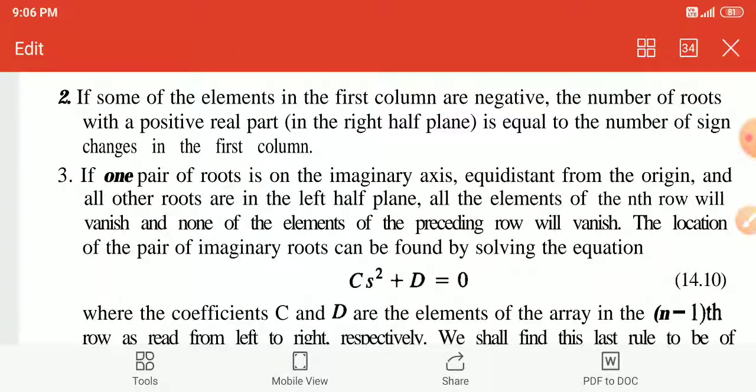Second one: if some of the elements in the first column are negative, the number of roots with a positive real part, in the right half plane, is equal to the number of sign changes in the first column.